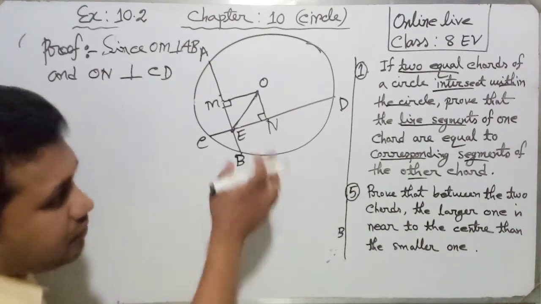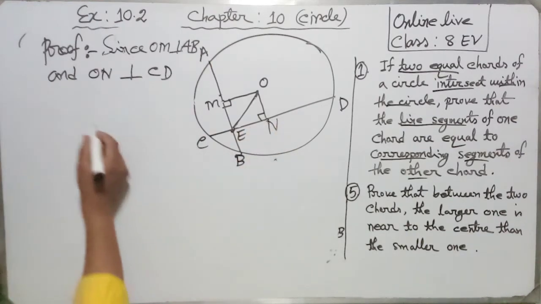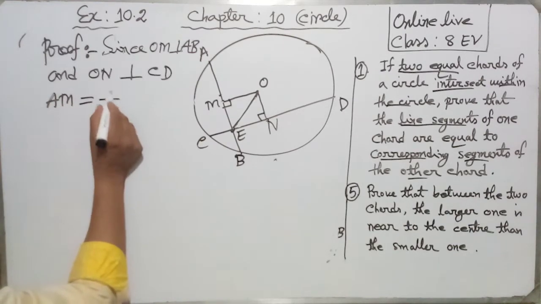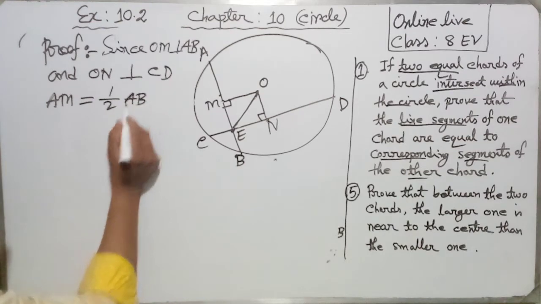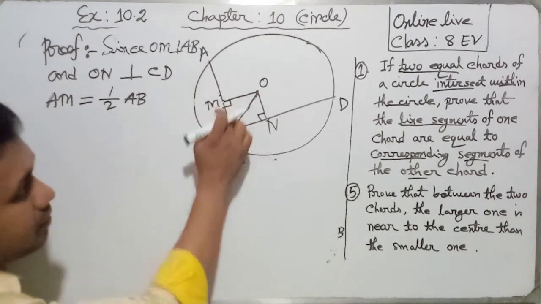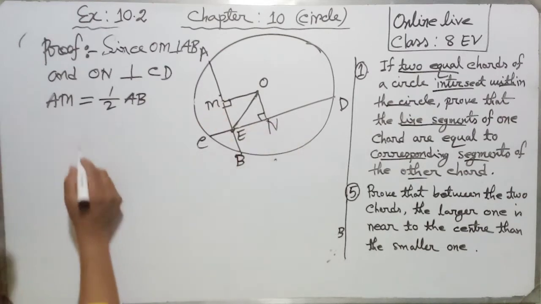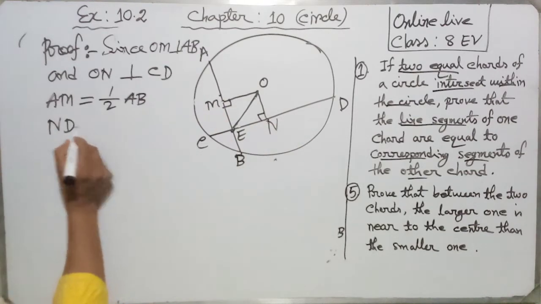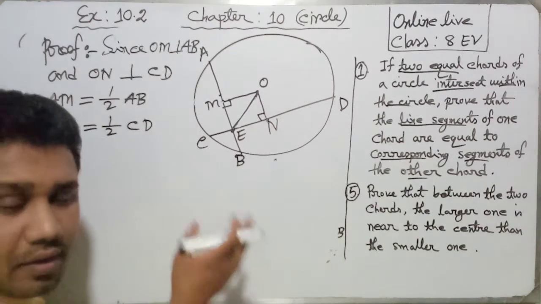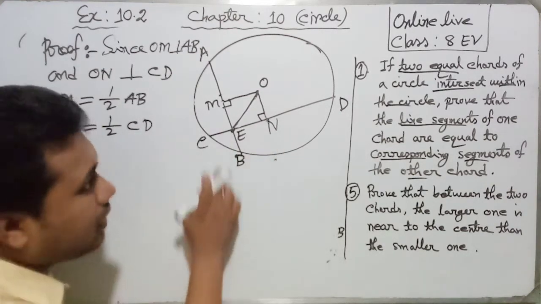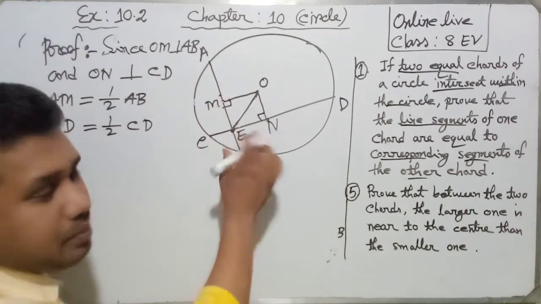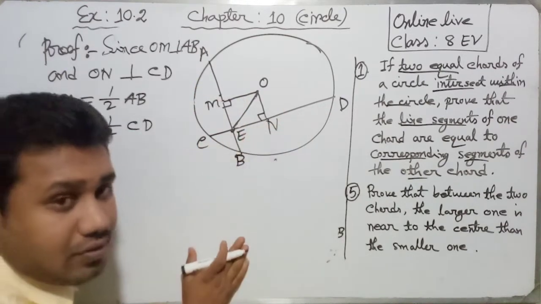So we can write, therefore AM equals half AB. This AM will be half of AB because this is the midpoint, and also ND will be half of CD. Clear? Because we know when we draw a perpendicular, it will be the midpoint. So AM will be half of AB and ND will be half of CD.